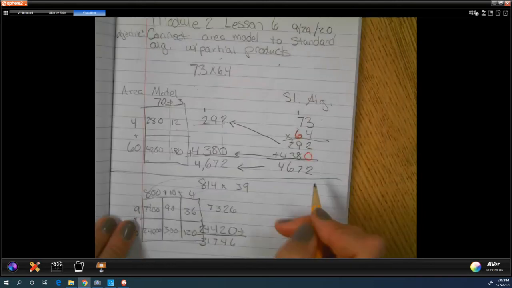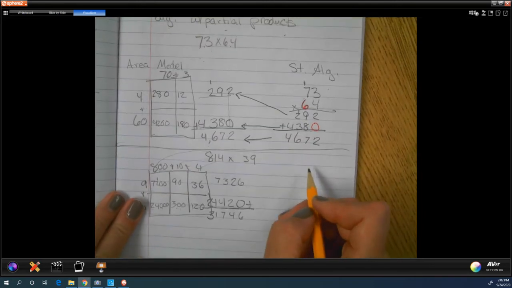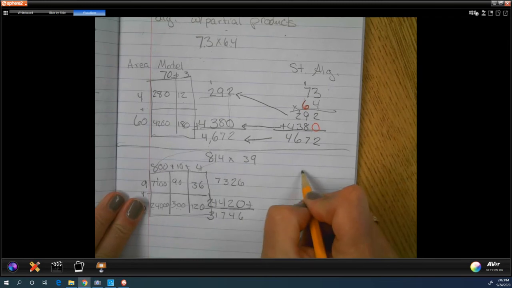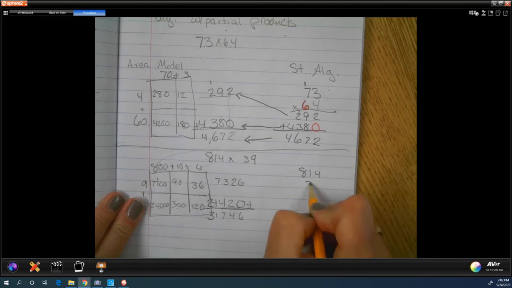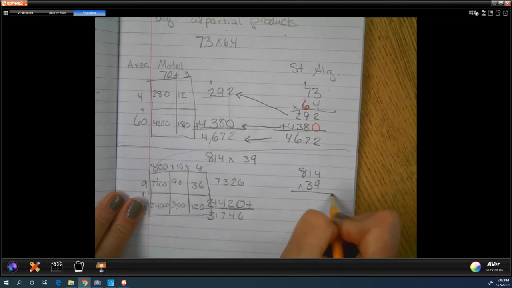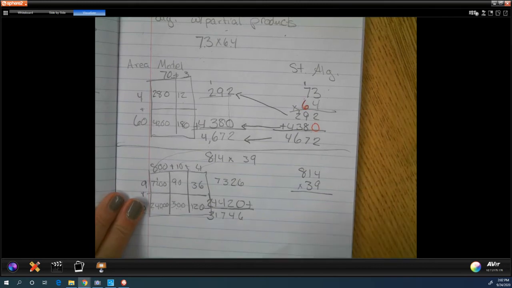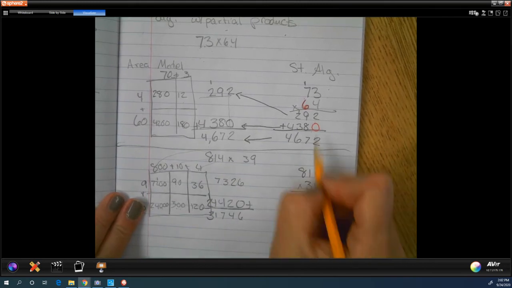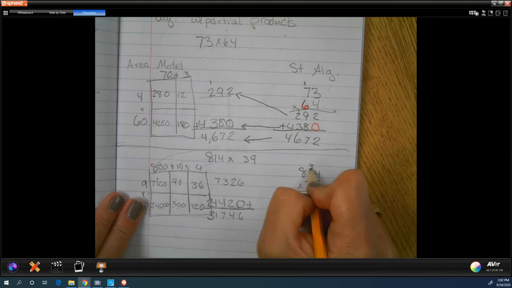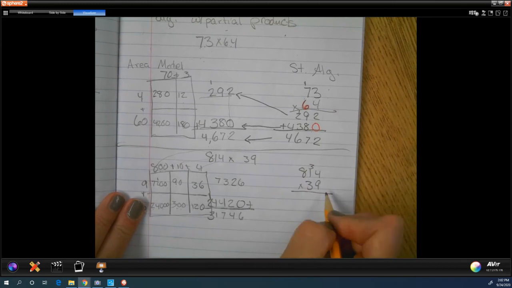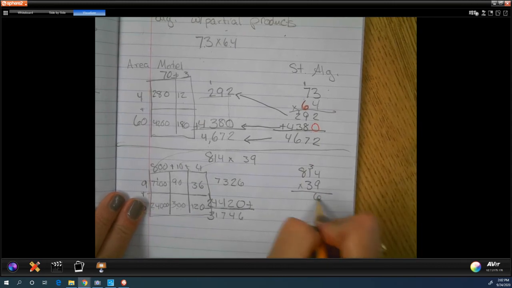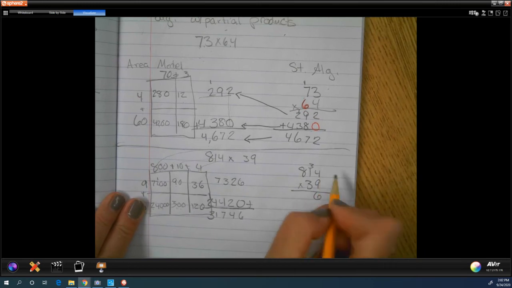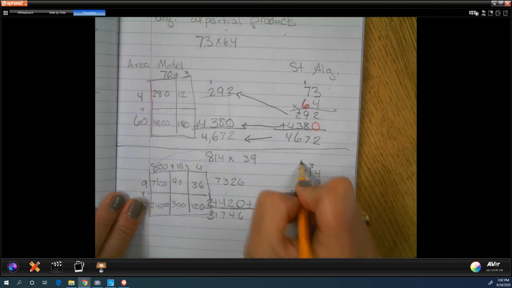Let's do the standard algorithm to see. So we'll do 814 on top, 39 on the bottom. First step is to do the ones place. 9 times 4 is 36, right? Yeah. 9 times 1 is 9, 10, 11, 12.